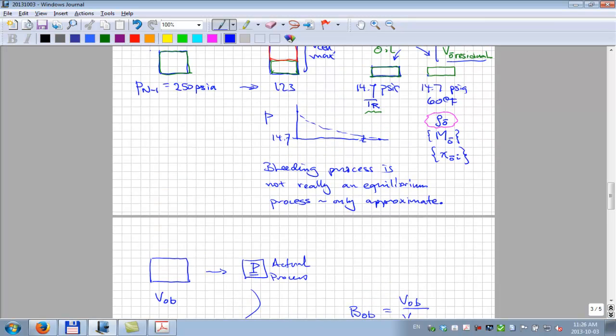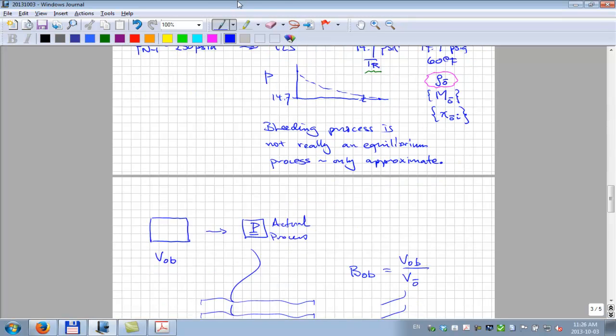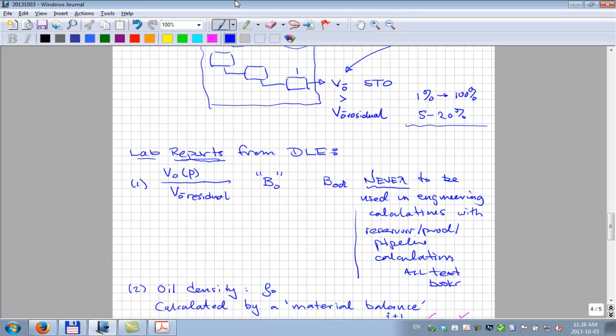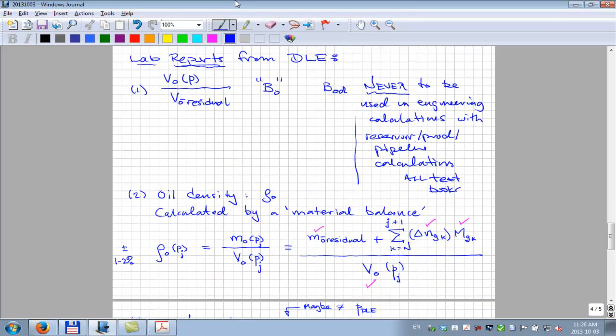So effectively, it's the oil volume and the oil viscosity that are directly measured. Oil density is calculated by this material balance. Okay. Any questions?